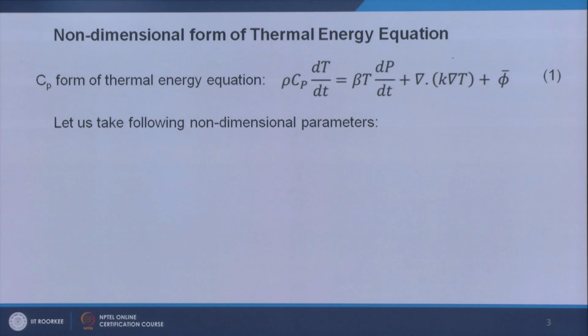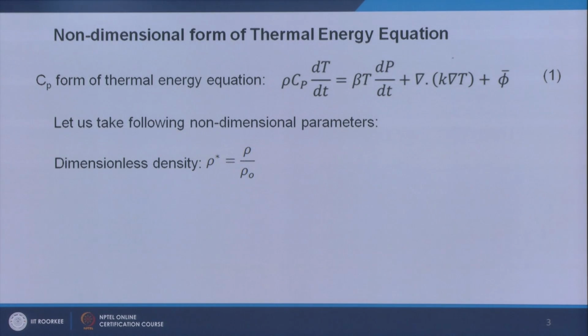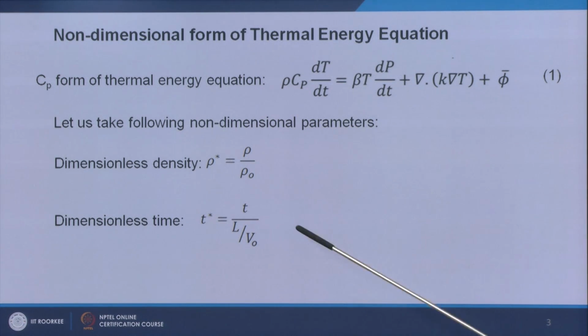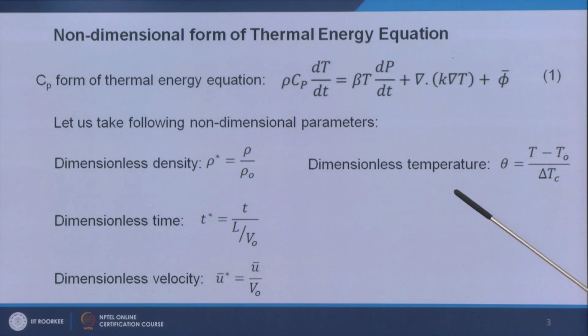First let us see what non-dimensional parameters we are going to use. For density, we use rho star equals rho by rho naught, where rho naught is the characteristic density. For time, we use t star equals time t divided by L by V naught, where V naught is the characteristic velocity and L is the characteristic length. Then the dimensionless velocity is u bar by V naught. For temperature, we use theta, which is T minus T naught, the reference temperature, divided by delta Tc, the temperature difference.